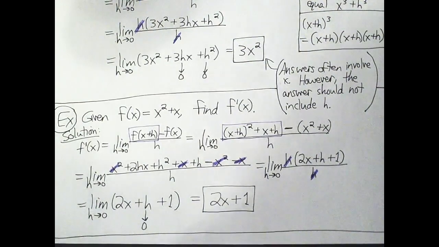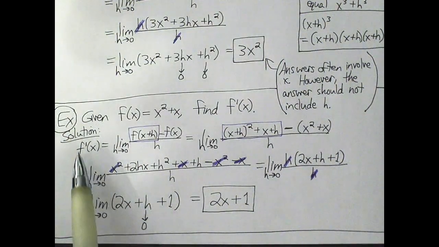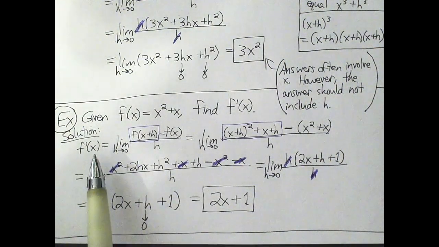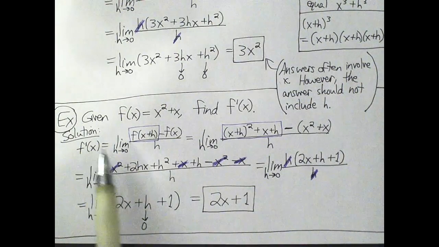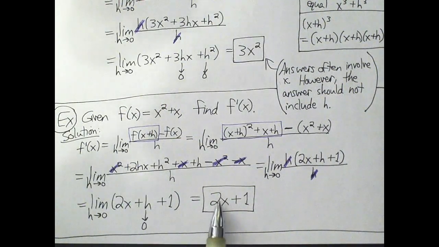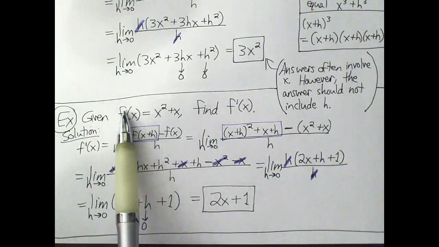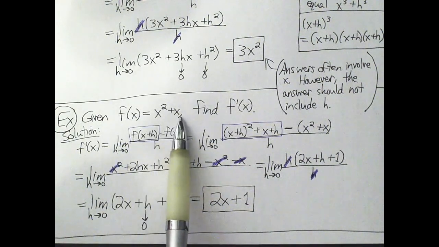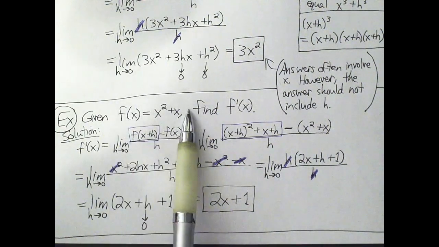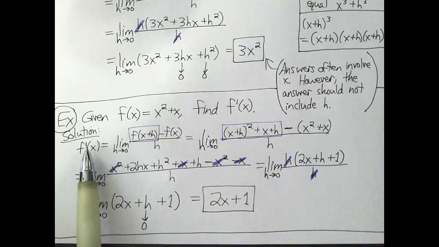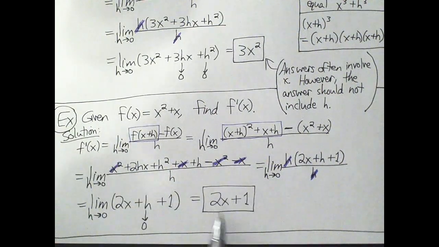By the way, the title of this section was the derivative as a function. And you notice that each time we've done these, we find the derivative f prime of x. What we're actually getting, the answer is actually a function of x, like 2x plus 1. So this problem gave us a function. f of x is x squared plus x. That's a function. We found that f prime of x is also a function.